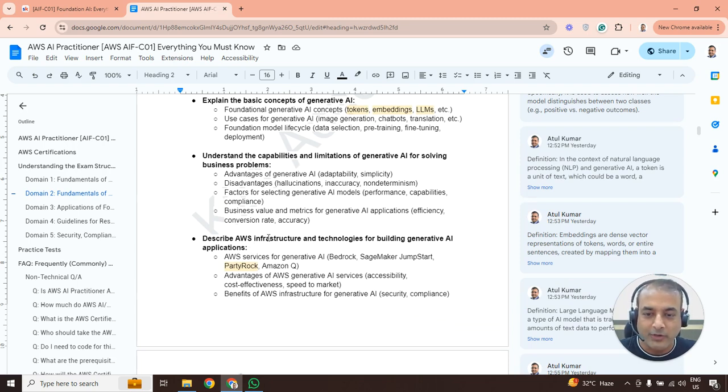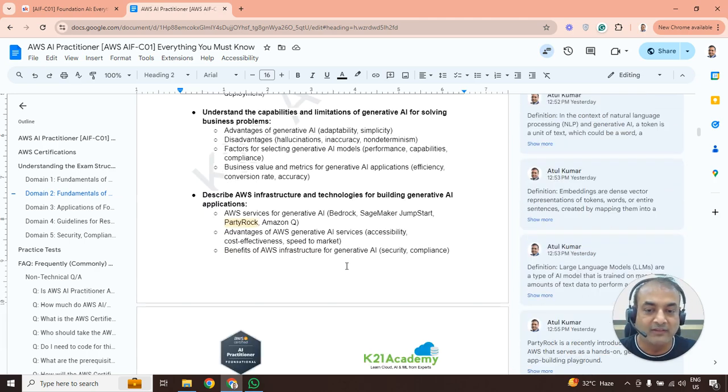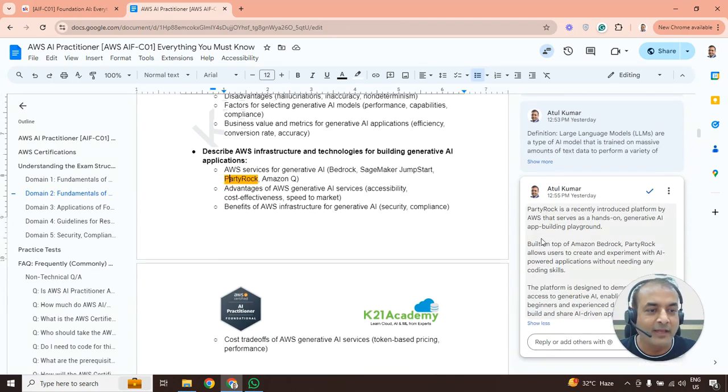So coming back to describing AWS infrastructure for building generative AI. AWS services for generative AI, like Bedrock, is a service. SageMaker JumpStart is another service. Then you have PartyRock, which is another service. Amazon Q is another service. And within Amazon Q, you have Amazon Q for Business, Amazon Q Pro, Amazon Q for Developers, and so on. Whereas PartyRock is a recently introduced service, which is a platform for doing your hands-on generative AI application building playground. You can build your applications, and I think you'll see that inside the program, building with PartyRock as well.